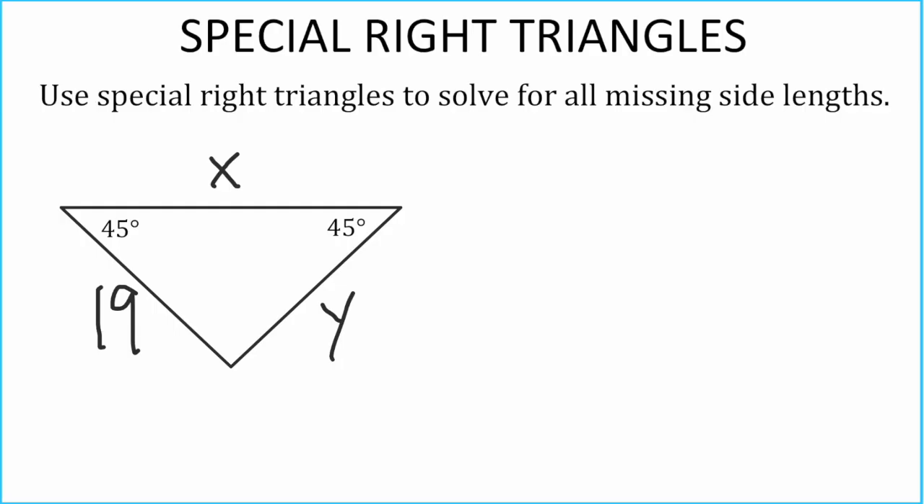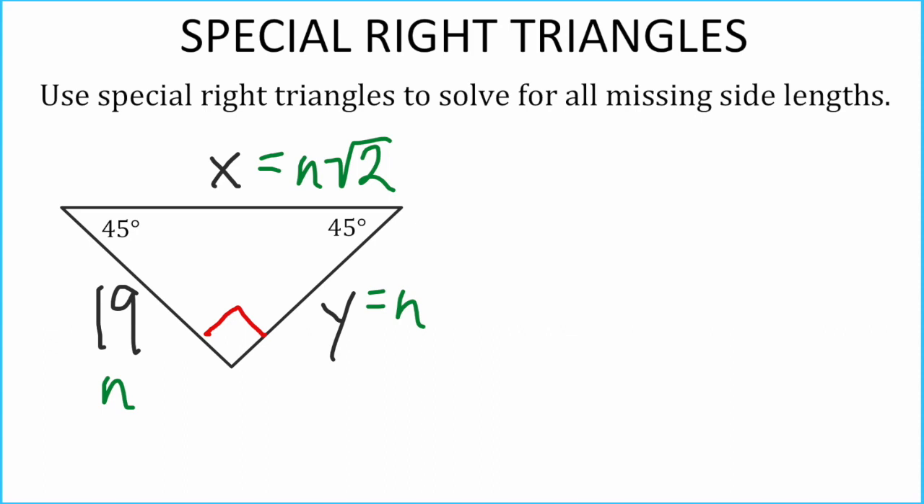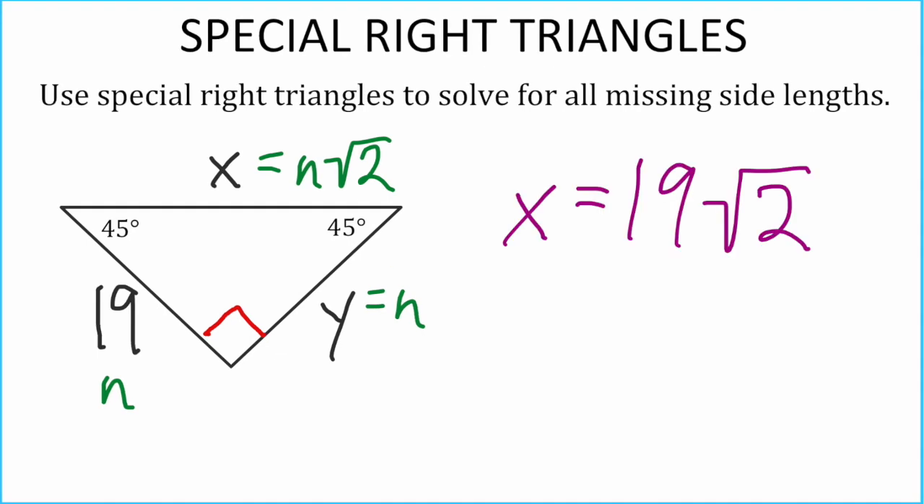All right, last problem. We're missing a right angle here, but since the other two angles are 45 degrees, the missing angle would be 90. This one's another quick, easy problem. It follows our pattern. If we let the 19 equal n, then y is equal to n, and x is equal to n radical 2. So x is 19 radical 2, and y is simply 19.